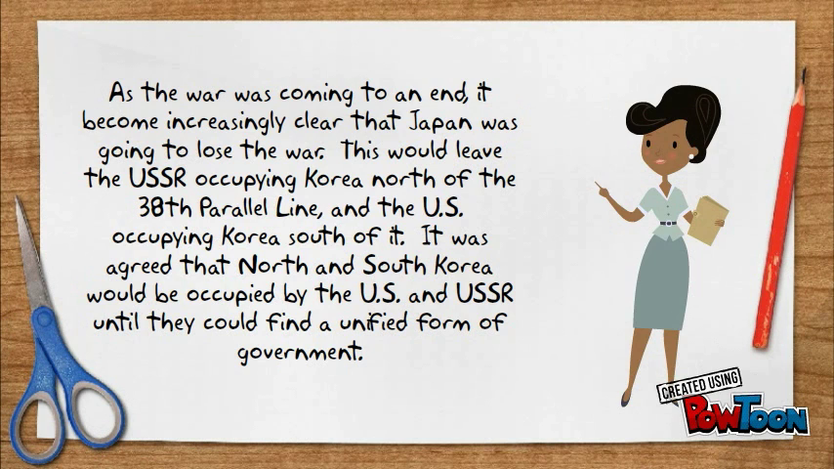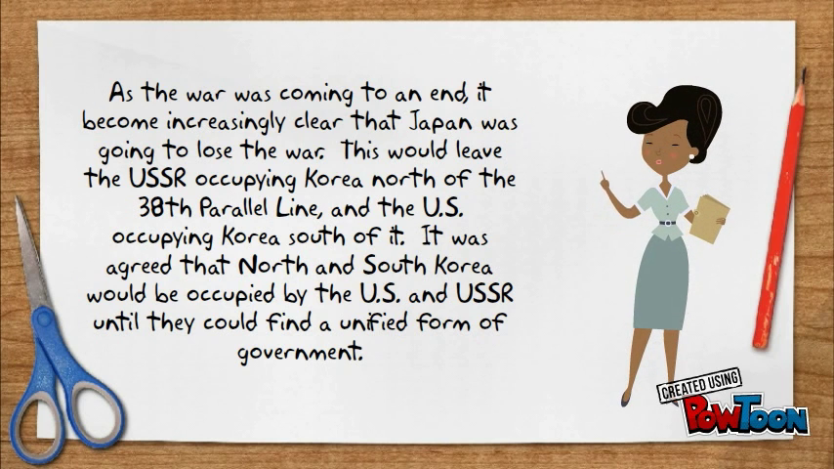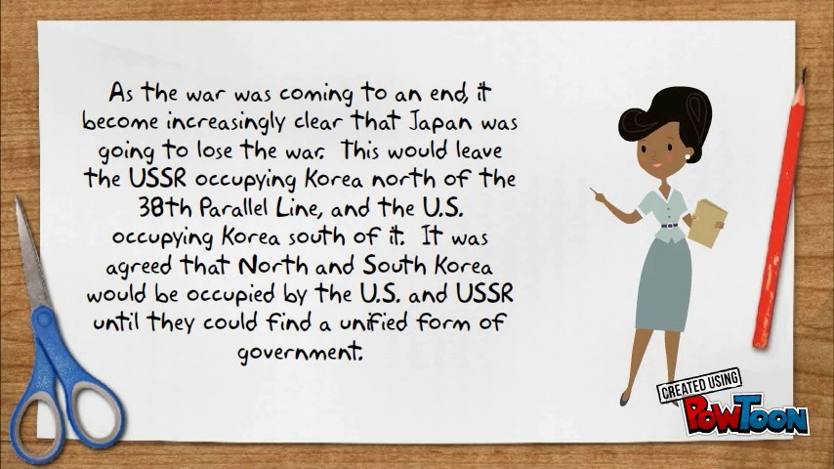As the war was coming to an end, it became increasingly clear that Japan was going to lose the war. This would leave the USSR occupying Korea north of the 38th parallel line and the US occupying Korea south of it. It was agreed that North and South Korea would be occupied by the US and USSR until they could find a more unified form of government.